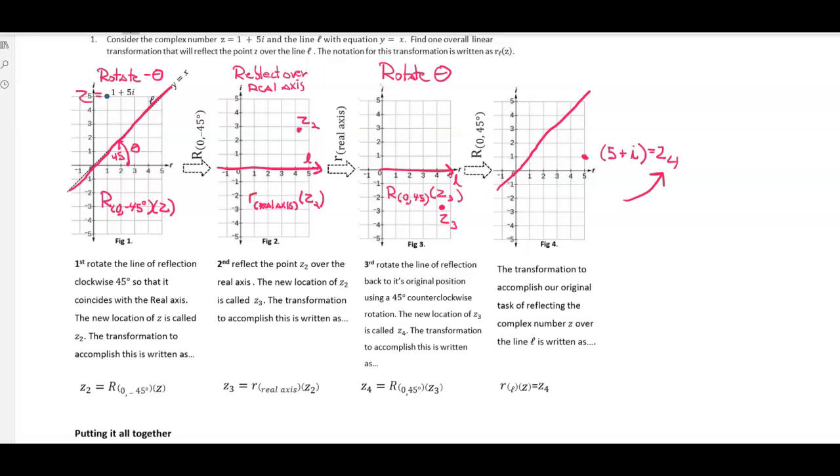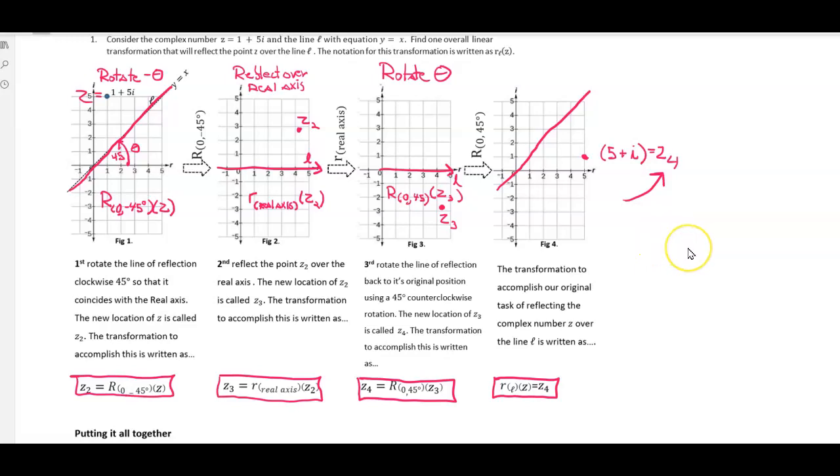So this point right here is written like this. Okay, so you have to understand what these notations mean. Okay, so I'm going to go through them one more time here. All right. So this first one says, take the original point Z, rotate it negative 45 degrees, and it turns into this point.